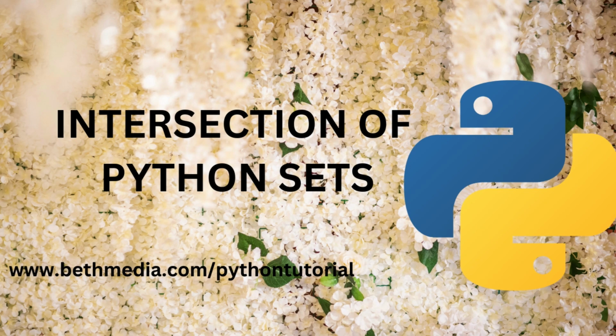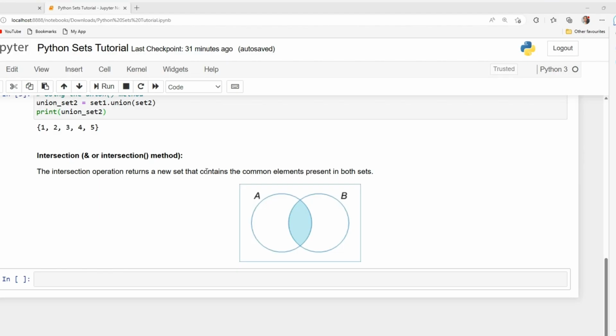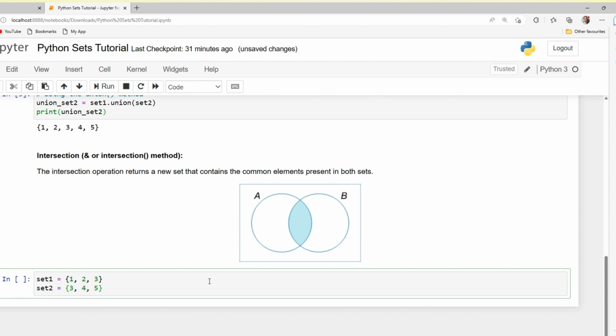The next set operation we'll be looking at is intersection. Intersection returns a new set that contains the common elements present in both sets. So if you see our Venn diagram, we're trying to get the common elements, which is this part here that is colored blue, from both sets. So it is the elements that both sets have in common. Also, there are two methods of doing this, and I will show you both methods.